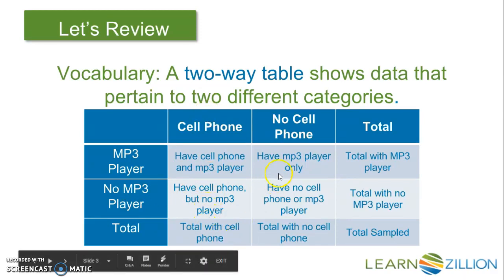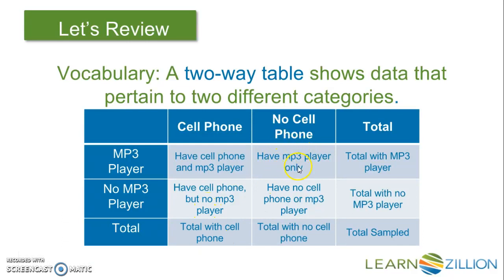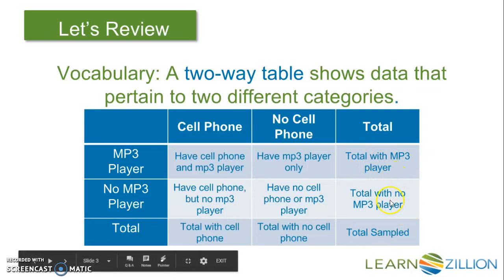And then total with the cell phone. This would have MP3 player only because they don't have a cell phone. No cell phone, but they have an MP3 player. No cell phone or MP3 player. So no cell phone and no MP3 player. And total with no MP3 players, total with MP3 player. And then total sampled. So you'd add these two columns and you'd get the total sampled, or you can add these two columns and get the total. You want to do both just to double check. So these two added up will get you a total. These two added up will get you a total. You want to make sure they're the same.